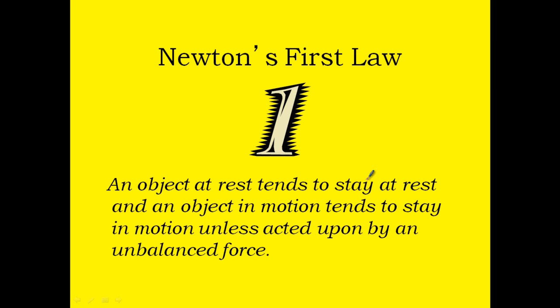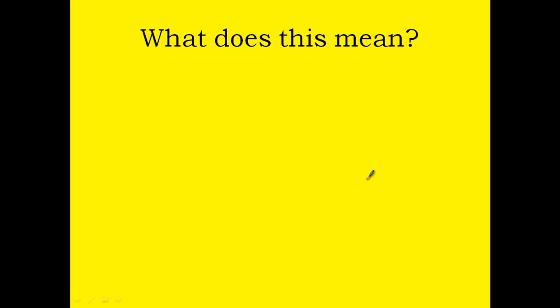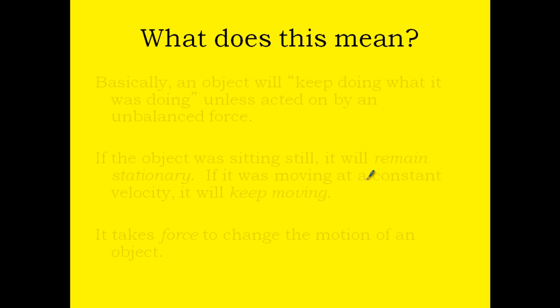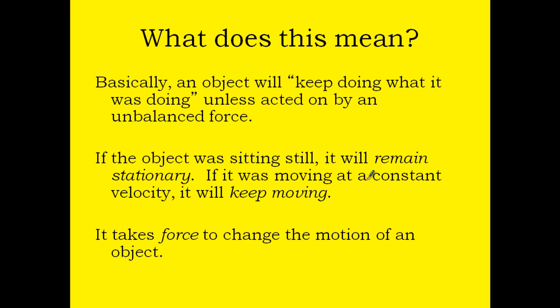So Newton's first law, again, is an object at rest tends to stay at rest, and an object in motion tends to stay in motion unless acted upon by an unbalanced force. So what does this mean? Basically, an object will keep doing what it was doing before unless acted upon by an unbalanced force. So if an object is traveling at a constant velocity through outer space, it'll keep traveling at that same velocity until something outside acts on it. It could also mean if something was sitting still, it will remain sitting still unless something pushes it or kicks it or shoots it with a cannon or something. So you sitting there watching this, it takes a force to get you to move, which is the last little bullet: it takes a force to change the motion of an object.